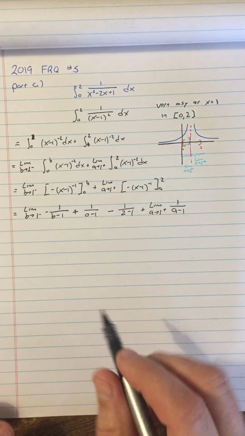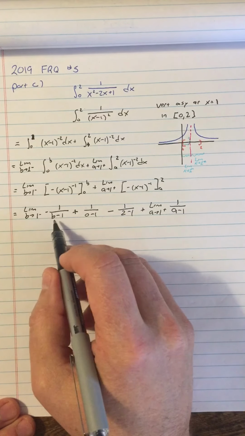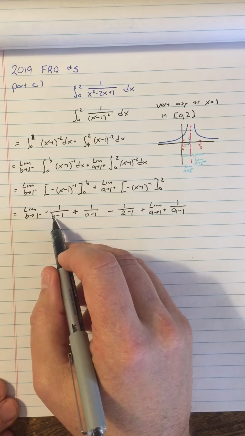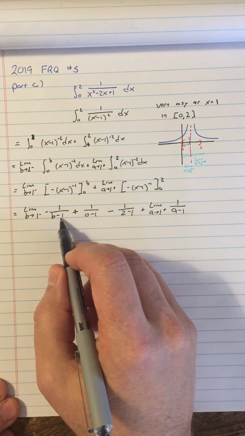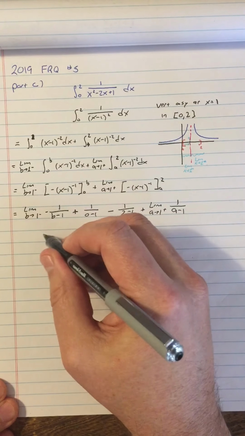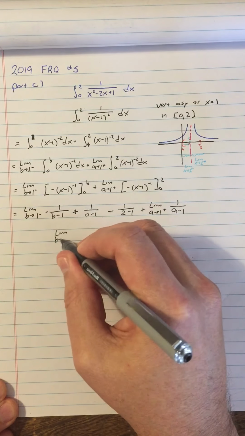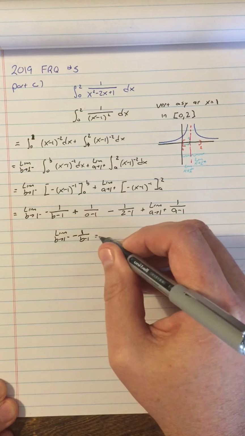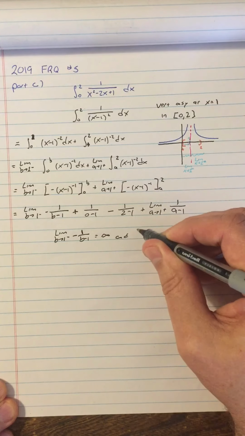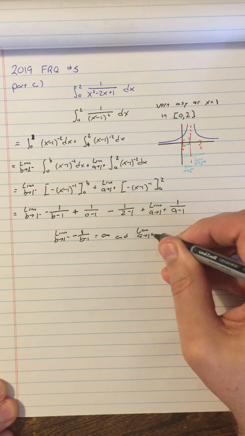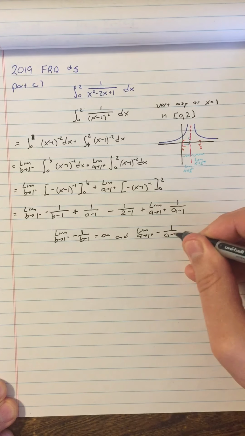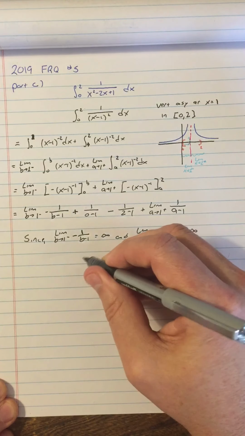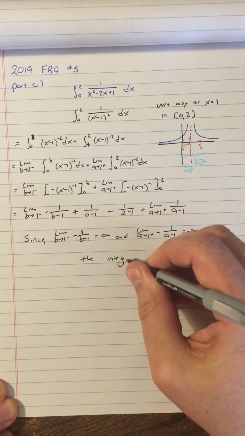All right, now I just look at this and say, well, if I look at what's going on as b approaches 1 from the left, this denominator is going to go to infinity. And in fact, it's pretty easy to figure out that the limit as b approaches 1 from the left of negative 1 over b minus 1 equals infinity, and the limit as a approaches 1 from the right of negative 1 over a minus 1 is equal to negative infinity. Since that is the case, the integral diverges.